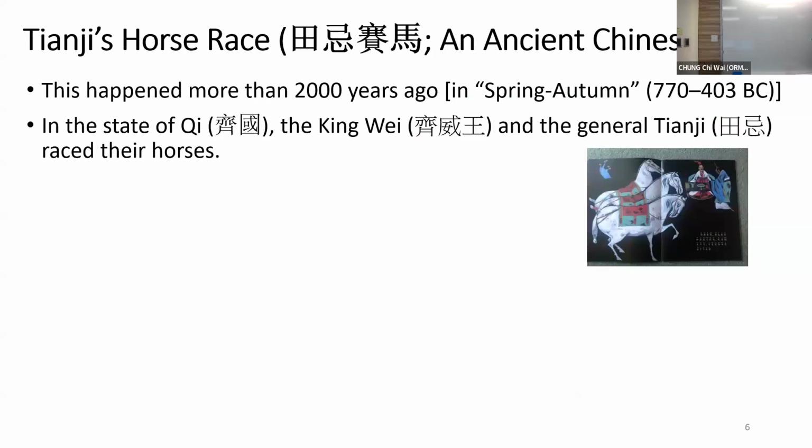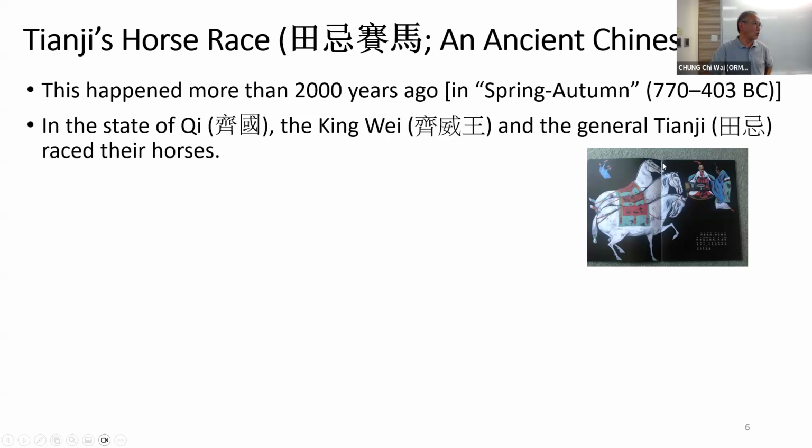So let me use one example. This is Tianji horse racing, and this event happened roughly more than 2,000 years ago in China. So consider the state of Qi, and the king is King Wei, and the general is Tianji. If you don't know any Chinese, don't worry, no problem. King Wei and General Tianji play a game of horse racing.